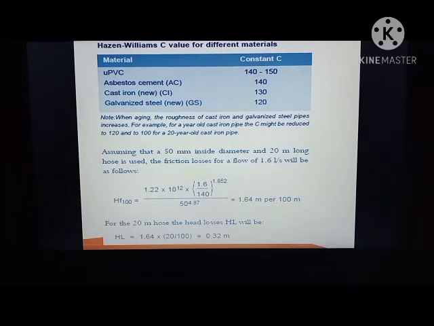For the 20 meter hose of head losses, our head loss will be HL equals 1.64 multiplied by 20 meters over 100 meters, equals 0.32 meters. We have a total of 0.32 meters for the head losses.